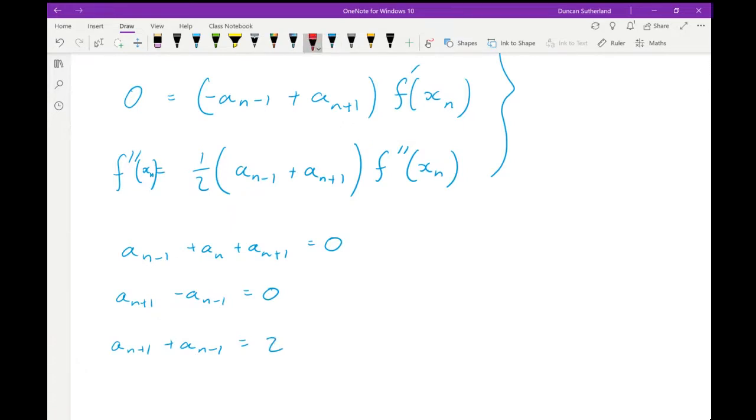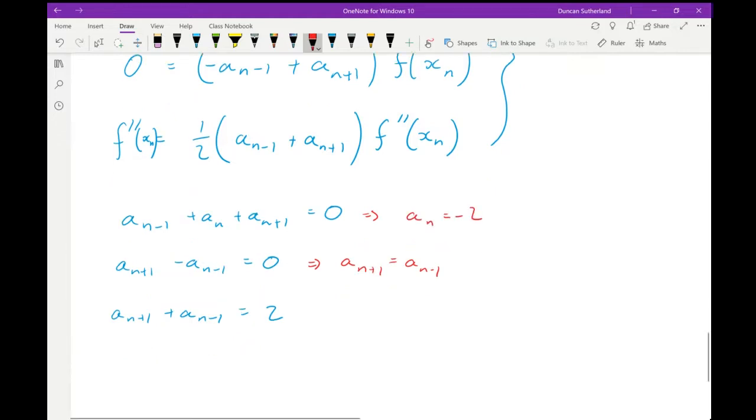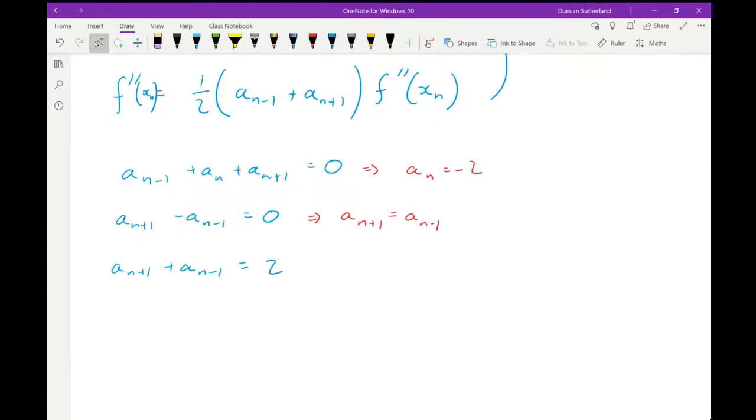So we're just solving the simultaneous equations now. It implies a n plus 1 equals a n minus 1. Here, we see that a n, if we sub in a n plus 1 plus a n minus 1, that's going to be 2. So a n is equal to minus 2. And obviously, if we substitute this one in there, we're going to get a n minus 1 equal to 1.